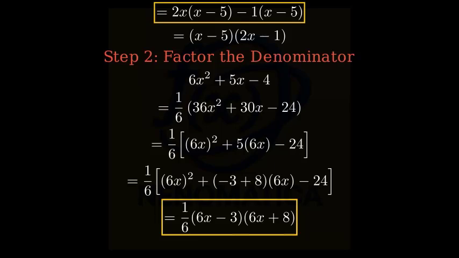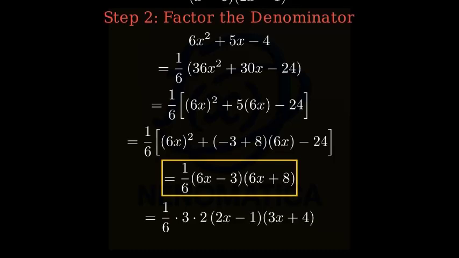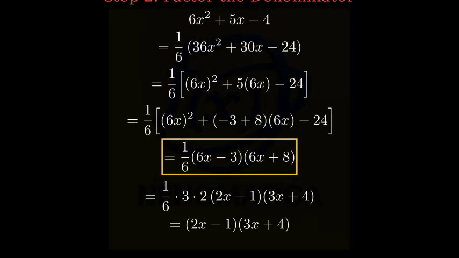Now simplify the constants. 6x minus 3 is 3 times (2x minus 1), and 6x plus 8 is 2 times (3x plus 4). So 1/6 times 3 times 2 becomes 1. The denominator factors to (2x minus 1)(3x plus 4).